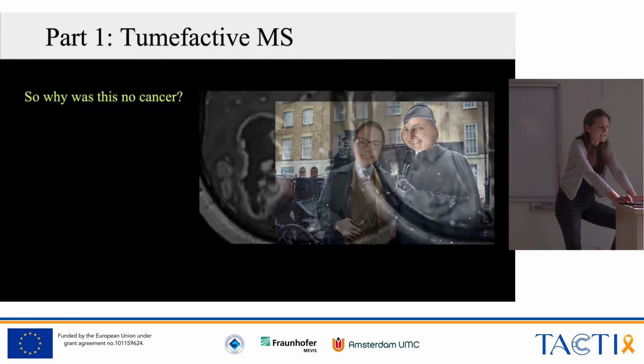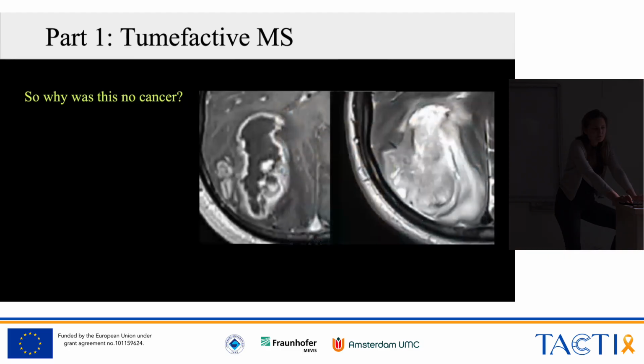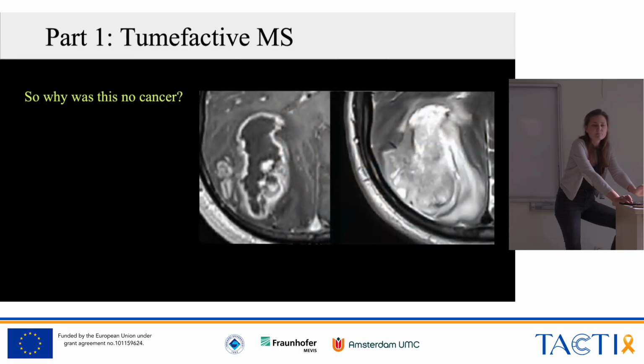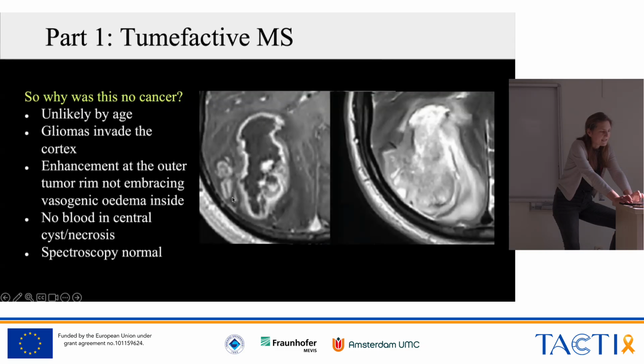Again, why was this no cancer? This is a true glioma, a true bad brain tumor, for comparison, and you can see in a real malignant brain tumor that the cortex is heavily invaded. So unlikely at this age, gliomas invade the cortex, MS doesn't, at least not in that way, also not tumor-factive MS, it remains in the white matter.